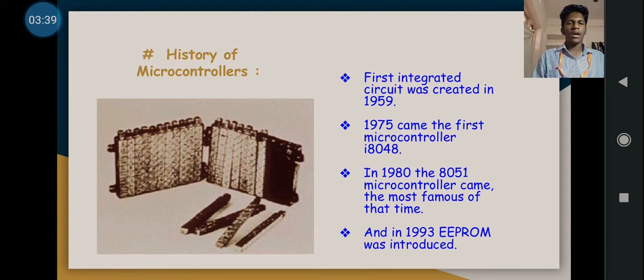In between, in 1980, the 8051 microcontroller was introduced. It was one of the most popular microcontrollers, and it is still in use. It had very different specifications and was very advanced compared to that era, when technology was very low. In that period, the 8051 microcontroller was like a god to the field of technology. Then in 1993, EEPROM was introduced. EEPROM is electrically erasable programmable read-only memory. It was one of those microcontrollers in which we can erase the programs already stored in it. So this is the small history of microcontrollers.